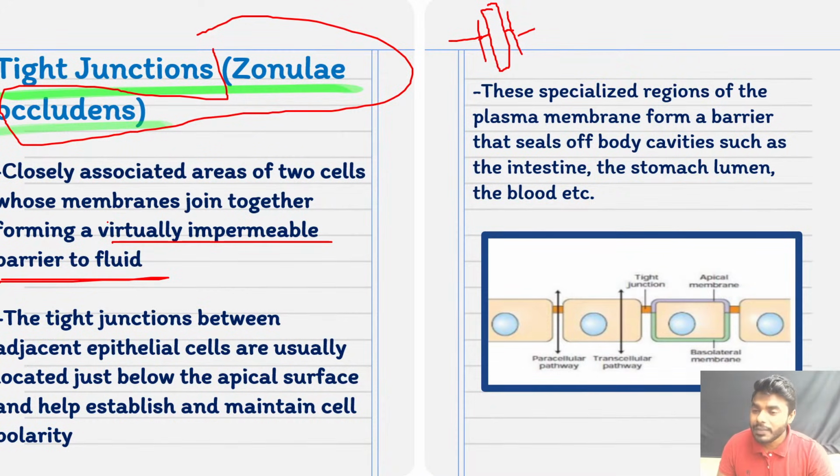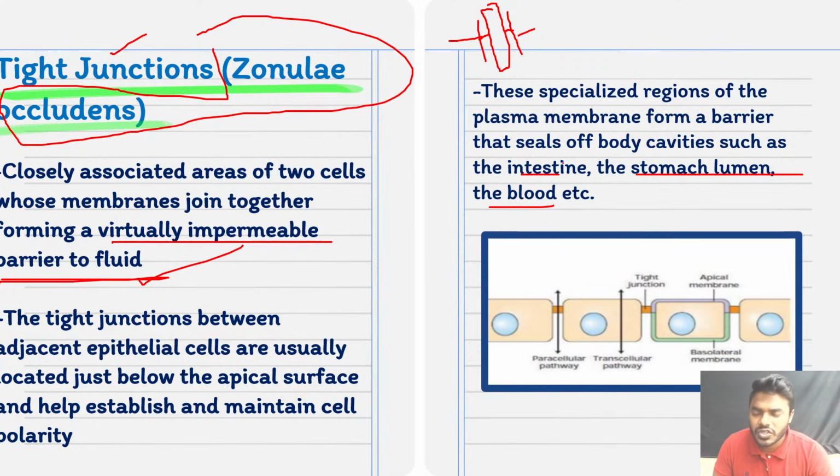They are impermeable in such a way that not only solid molecules, even any fluid molecules it never allows. So tightly it is associated with each cell. And remember, friends, we first discovered the tight junctions in the intestine, stomach lumen, even some of the blood cells.